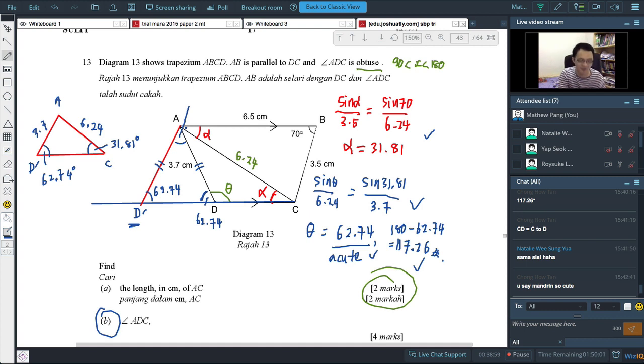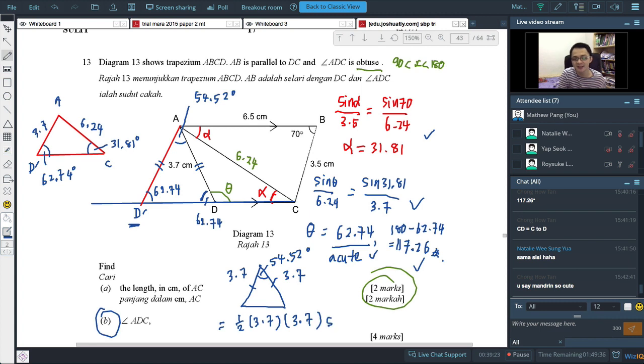Then I just use the triangle formula. The triangle formula tells me it is two sides and one angle in between, right? This is 3.7, this is 3.7. And the angle in between will be 54.52. Use the sine rule, okay? So the area of the triangle is half a b sine C, 54.52. Alright, then you can easily get the final answer. 3.7 squared divided by 2 multiplied by sine 54.52. Yeah, the area will be 5.57 centimeter square.